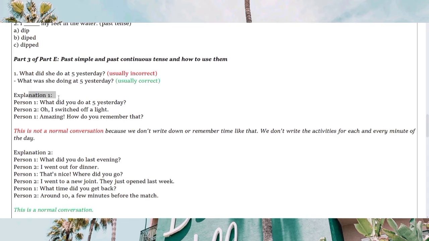Okay, let's see how it goes. Suppose two people are talking, or you are talking to someone and you say, what did you do at 5 yesterday? Or somebody asks you and you tell them, oh, I switched off a light at 5 yesterday. That's amazing, isn't it? How do you remember what you did at 5? How can you precisely remember that? So this is not a normal conversation. Why? Because we don't write down or remember time like that. That means we don't keep a book or a diary and write down what we do each and every minute of the day. It's just not possible to remember time like that.